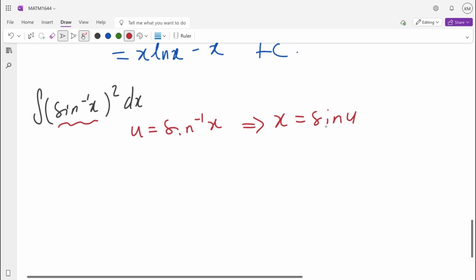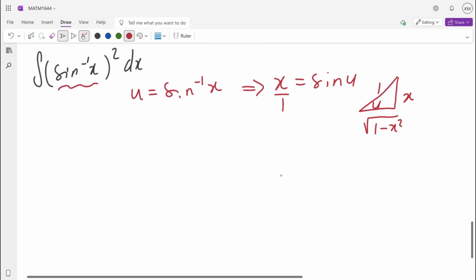From this one, I'm going to draw a right angle triangle. Remember that sine is opposite over hypotenuse. My angle is u, so I'm going to have u right there as my angle. Then my opposite is x over hypotenuse, which is the same as over 1, so I have 1 there. If I solve for the adjacent side, I'll end up having square root of 1 minus x squared, just like that. This right angle triangle might look like it's useless, but it's going to be very useful as we proceed with our problem.